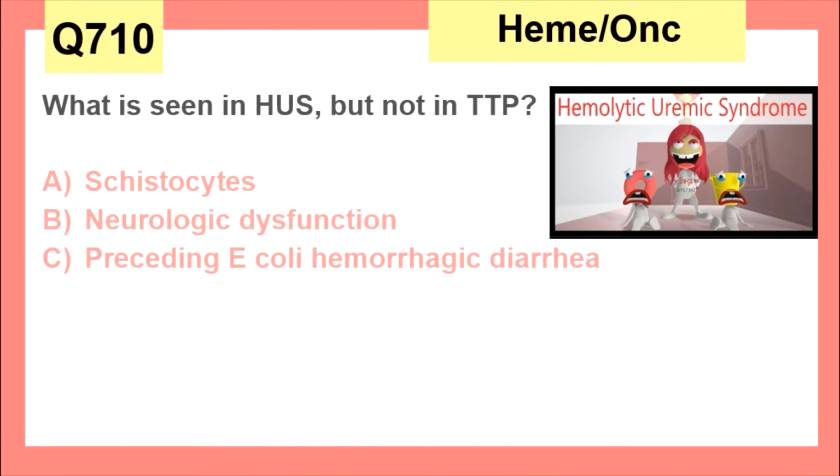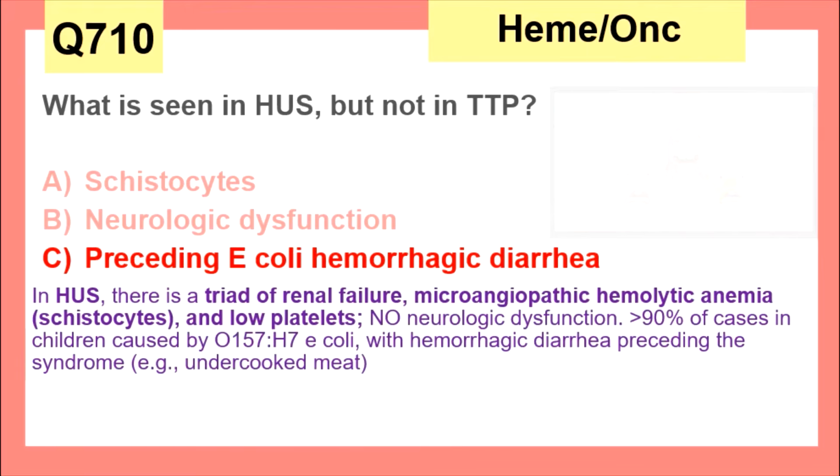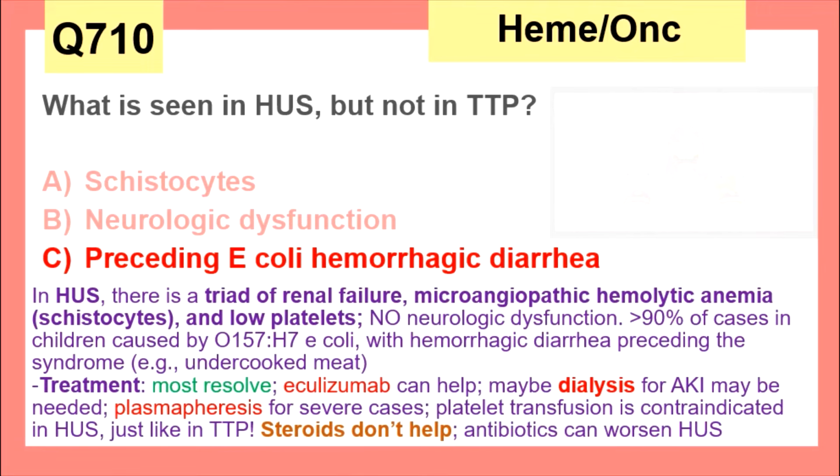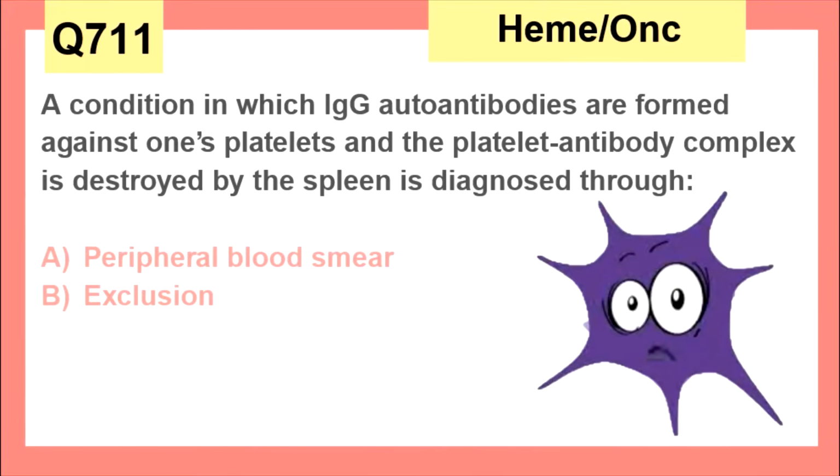710. What is seen in hemolytic uremic syndrome but not in TTP? Well, schistocytes are seen in both conditions. Neurologic dysfunction, that's only seen in TTP. The answer is a preceding E. coli hemorrhagic diarrhea. Just a word about treatment for HUS. Most resolve on their own, but eculizumab may help. You can consider dialysis and plasmapheresis in severe cases, but remember that steroids do not help in hemolytic uremic syndrome because it's not antibody-mediated.